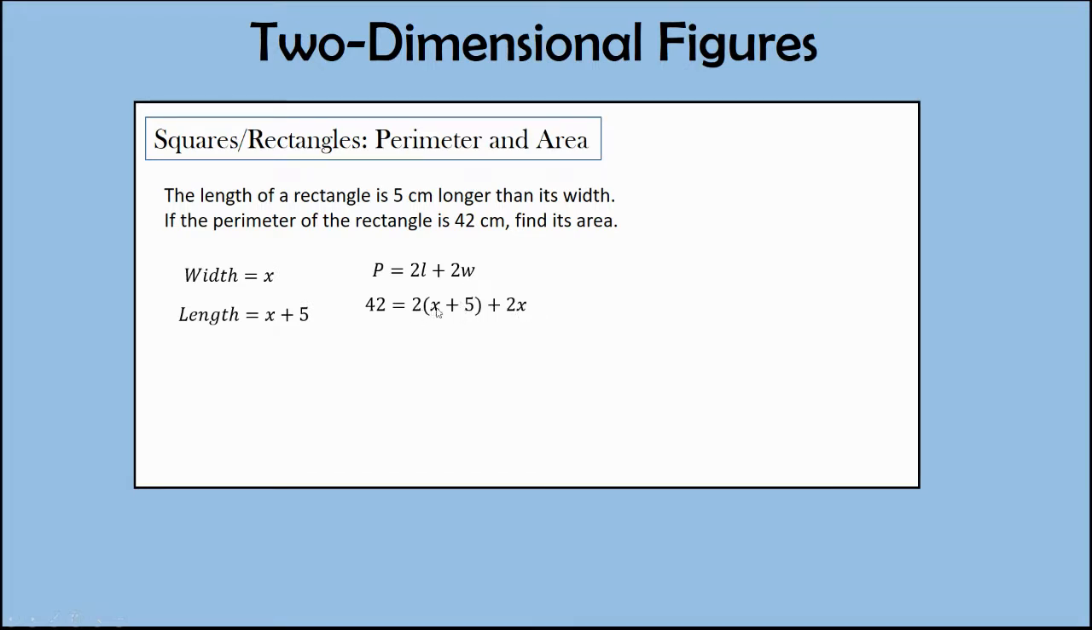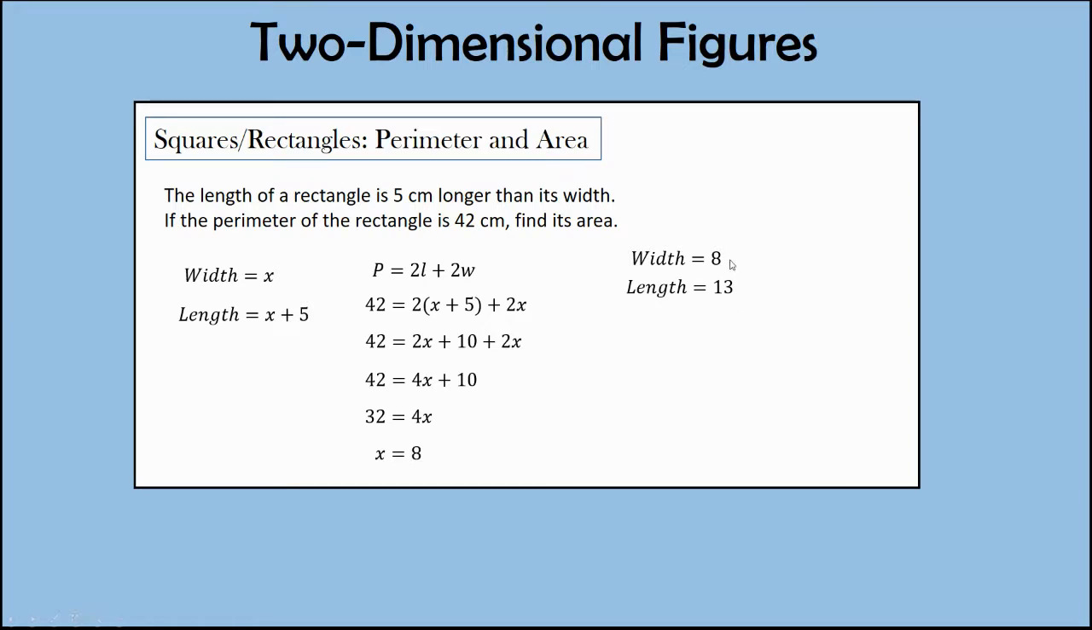Distribute our 2 through this parenthesis. Combine these two like terms. Subtract 10, divide by 4, and x is 8. Now, that's x, but that's not near the answer here, because they want us to find the area of this rectangle. What we now know is the width is 8 because the width was x, and the length is going to be 8 plus 5, which is 13.